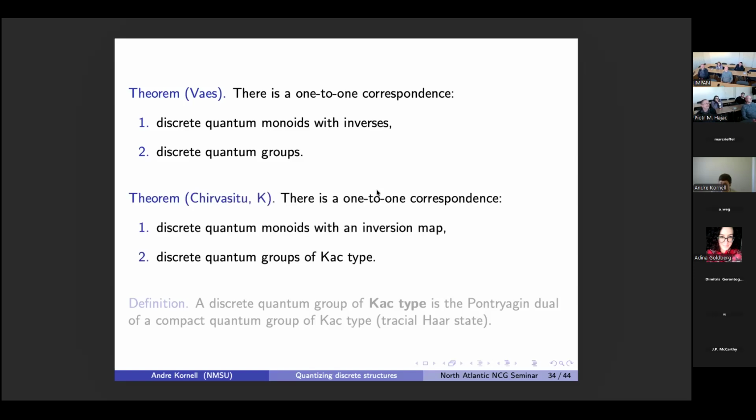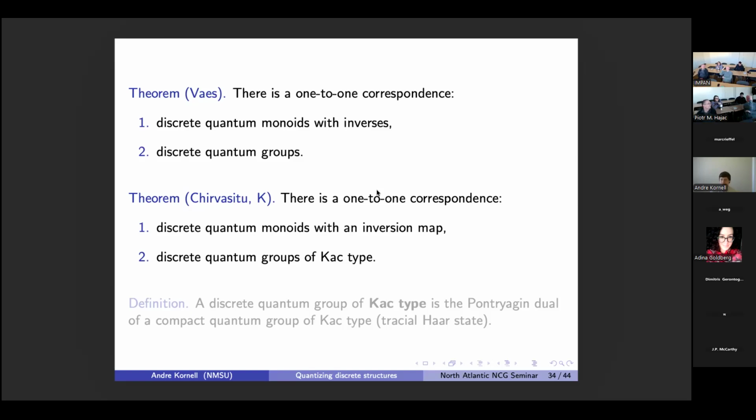And a newer result that I want to tell you about is a joint work with Alexandru Cervasitu and myself. There is similarly a one-to-one correspondence between discrete quantum monoids with an inversion map. So that refers to the definition at the bottom of the previous slide and discrete quantum groups of Katz type specifically.